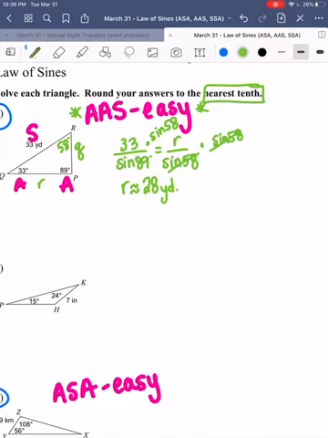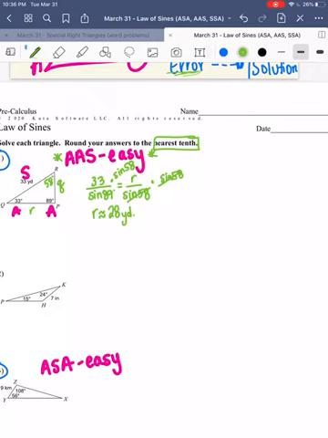Alright, and then we're going to do the same thing for Q. So I'm going to use 33 over sine 89. I tend to stick with the ones that were given to me, the two sides, just in case I made an error, I don't want to use those. So just FYI. And then I'm going to times by sine 33 degrees to get rid of it.